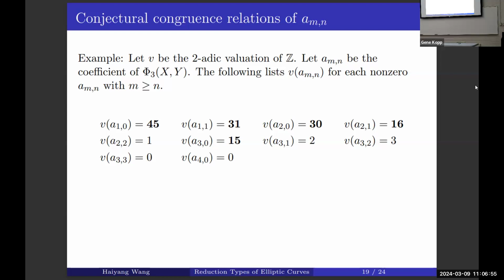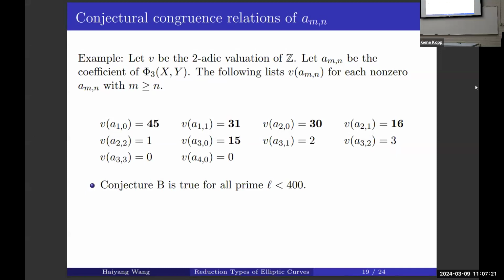The conjecture predicts that this value should be greater than or equal to 30. Here we get 31, so it's slightly bigger than the lower bound. This should be greater than or equal to 30, we get 30. Greater than or equal to 15, we get 16. And greater than or equal to 15, we get 15. For the indices that are not within the range of conjecture B, the valuations are usually small.